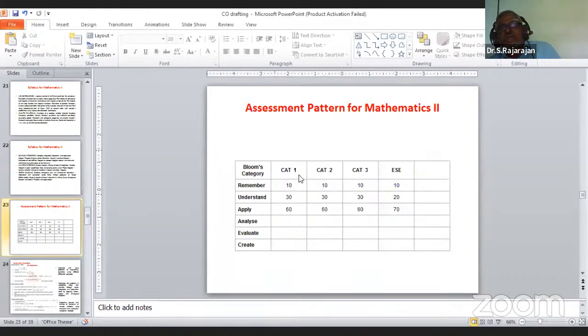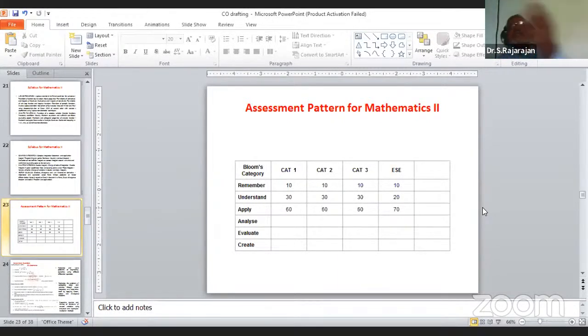For CAT 2, more or less the same. CAT 3 also the same. And in the end semester, at apply level we are asking 70, understanding level 20, remembering level 10. Now you can ask me why it should not be equal, like remember 30, understanding 30, and apply 40. Why should apply level be 70?